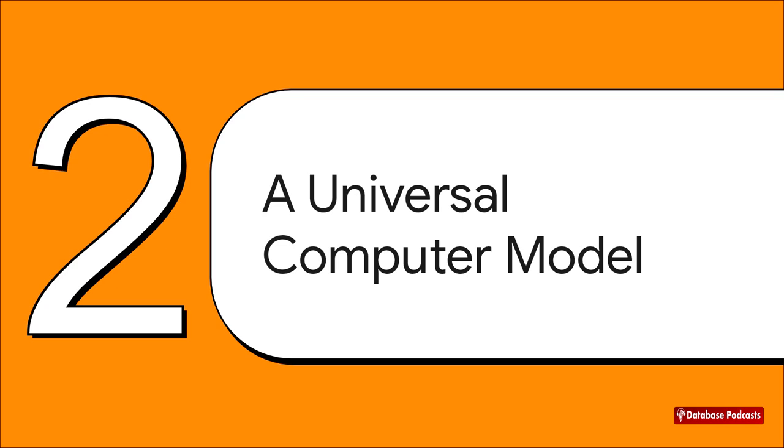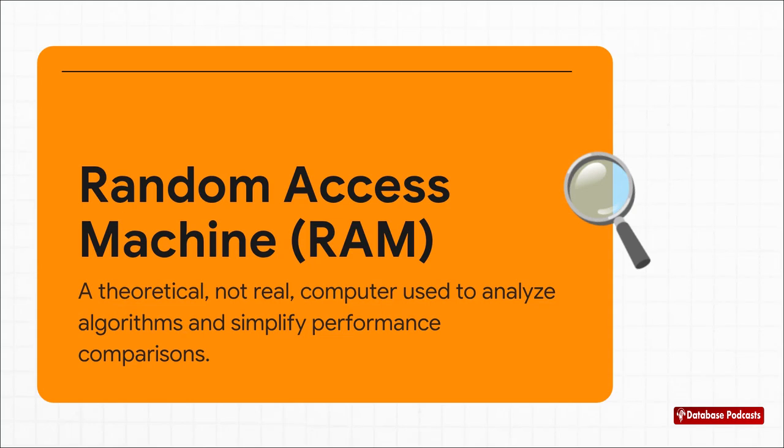Well, a long time ago, computer scientists came up with a pretty brilliant solution. They invented a theoretical computer, a universal model that everyone can use as a standard reference. And here it is. It's called the Random Access Machine, or RAM model. Now, hold on, don't confuse this with the memory sticks in your computer. This RAM is completely abstract. It's an imaginary, idealized computer that lets us analyze algorithms in a perfectly pure, controlled environment.